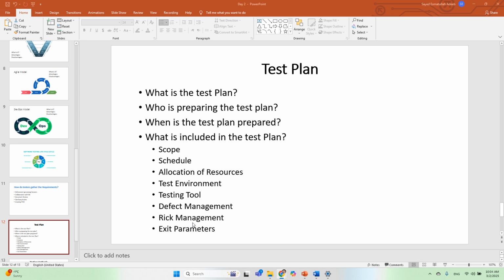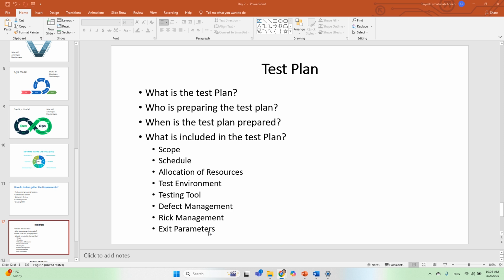Risk management, one of the most important parts of the test plan. In risk management, they list all the potential risks that might arise during software testing, or the problems they might face, or the product being deployed without adequate testing.